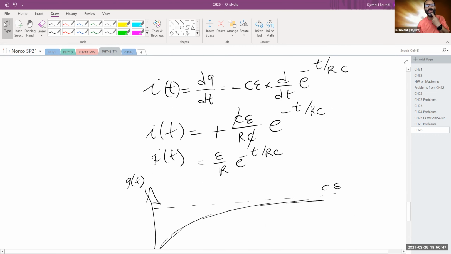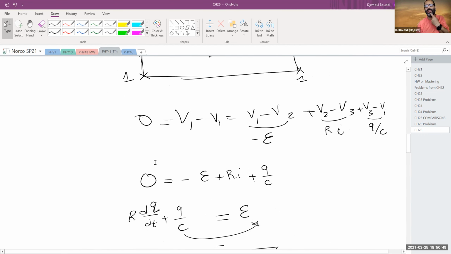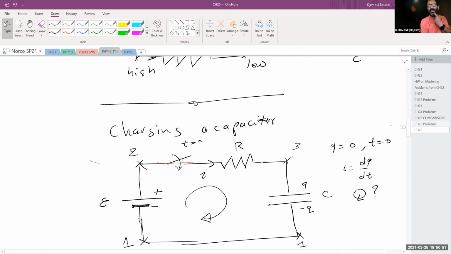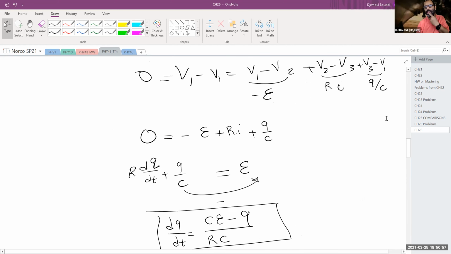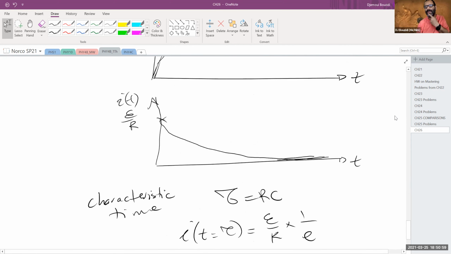for RC circuits. This is, by the way, an RC circuit, okay? I forgot probably to mention this. This is an RC circuit.